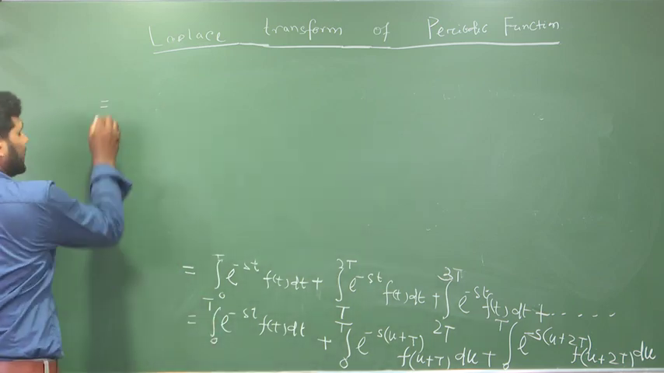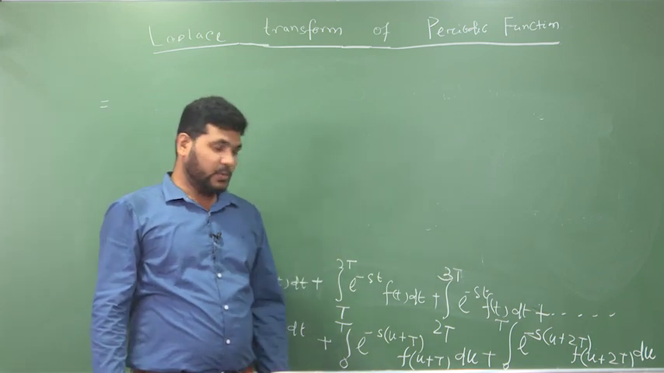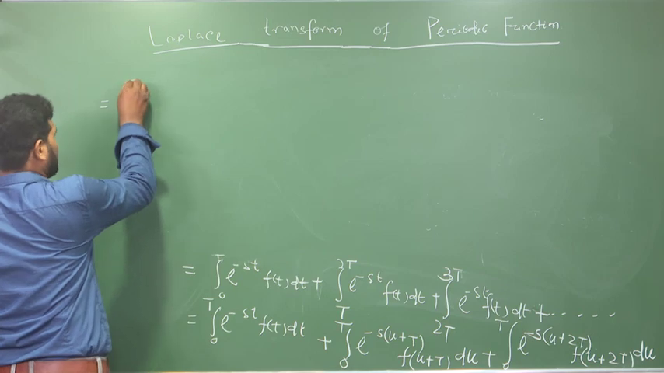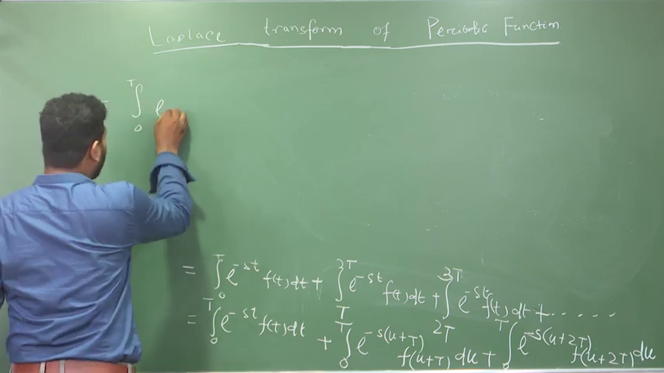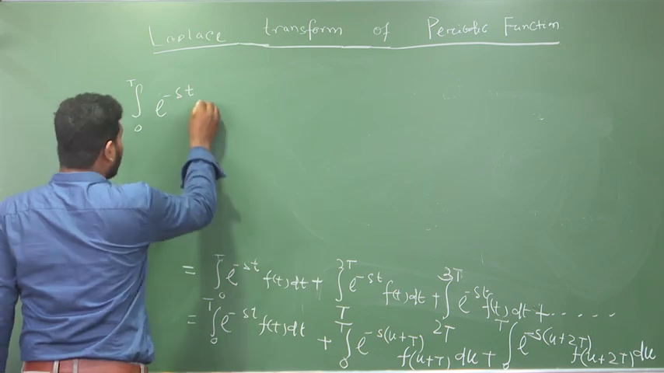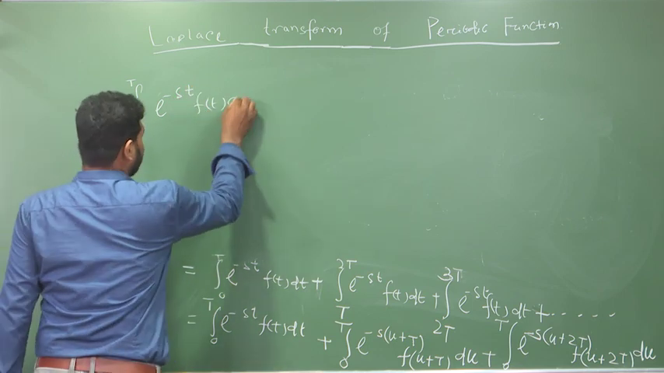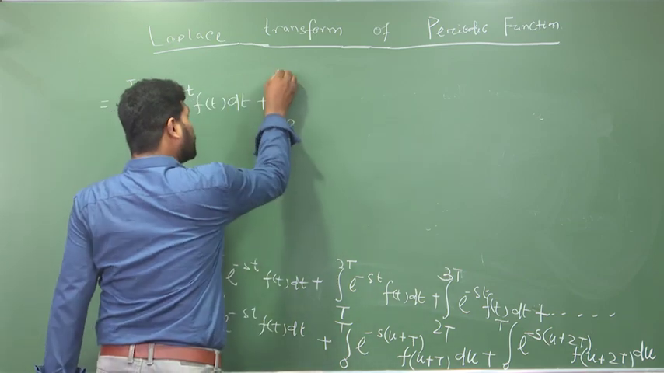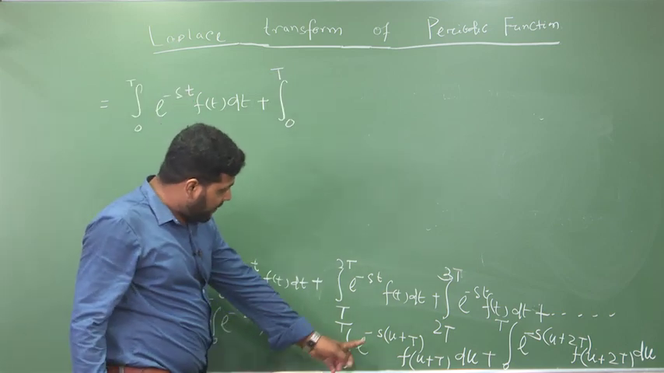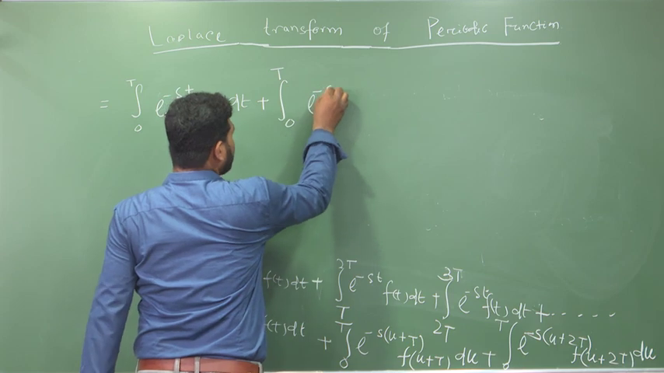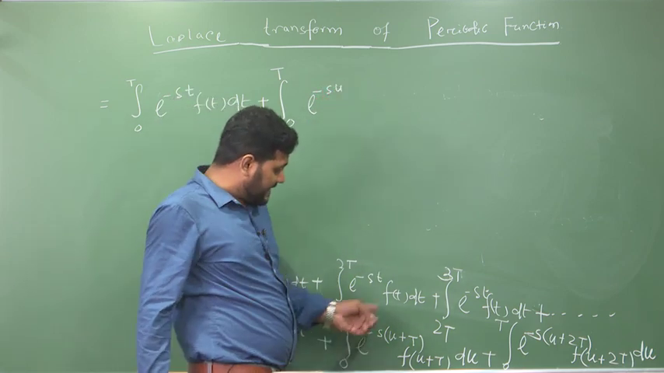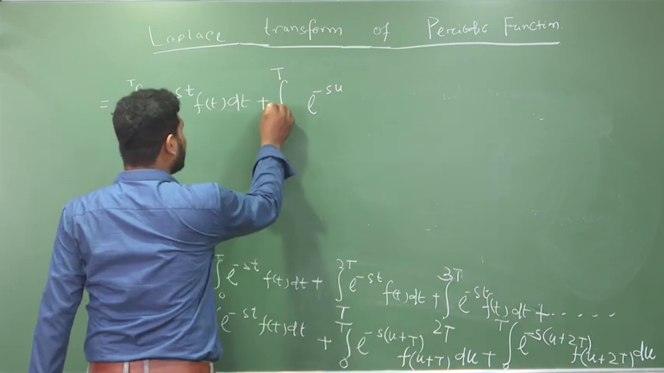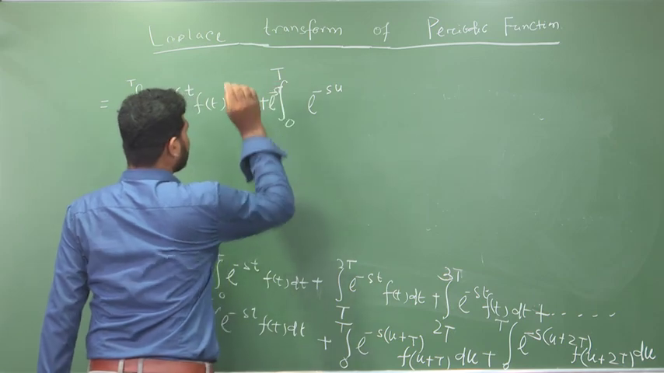So we will use the definition, the property, of the periodic function here. For the first integral, I have no problem. So keep it here: e power minus st, f of t dt, plus. Now you notice 0 to T, this is our objective. e power minus su, u is my new variable. What is left? e power minus s and capital T. So I will write here, sT.